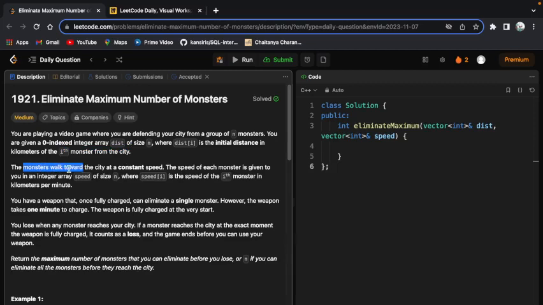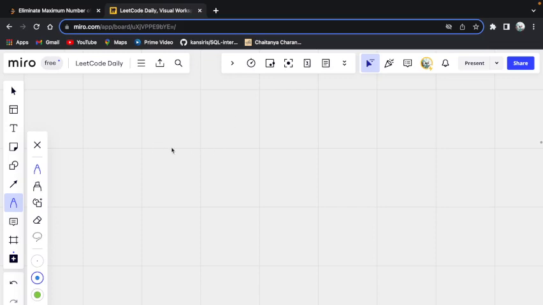Then the monsters walk towards the city at a constant speed, and the speed of each monster is given inside of another array of size n, and speed[i] represents the speed of the ith monster in kilometers per minute. So let's draw the situation. This is your city, and inside the video game you're protecting your city from monsters. So let's say these are some monsters here.